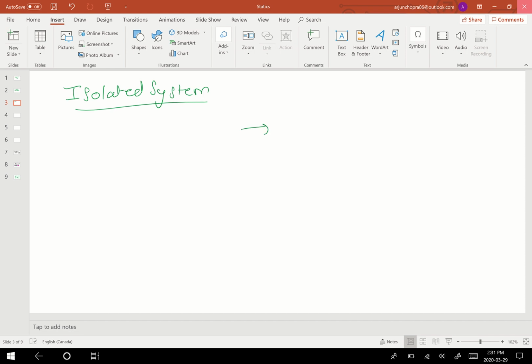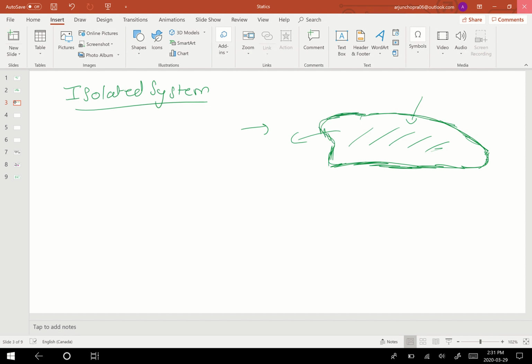Isolated systems are those systems in which no heat can transfer into the system or out of the system. So there is a boundary. Let's say this is one system, and this is defined as the boundary of that system. So nothing can come in and nothing can go out of the system. Neither heat nor mass can be transferred. So that system is called an isolated system.